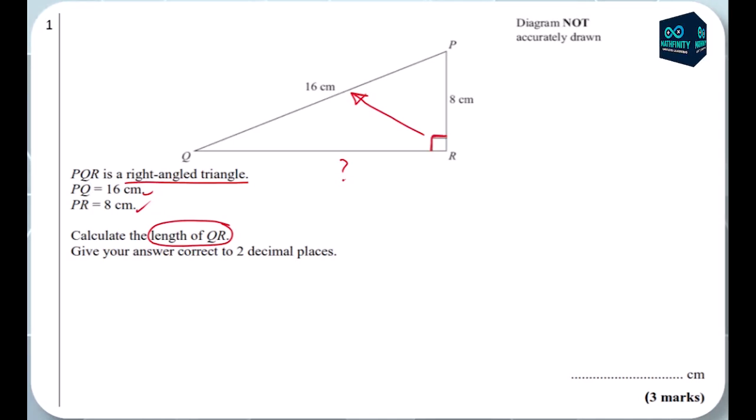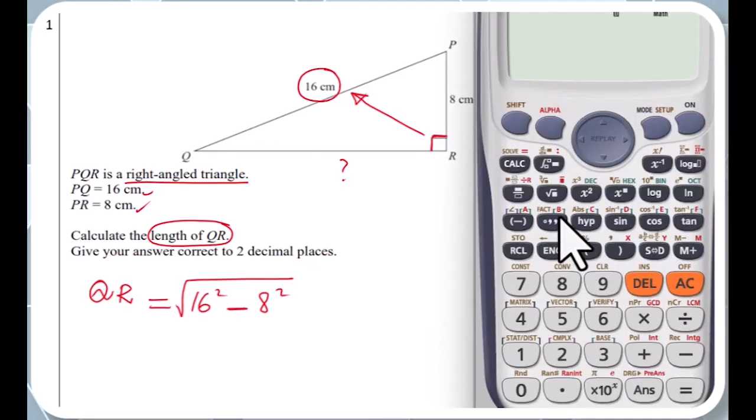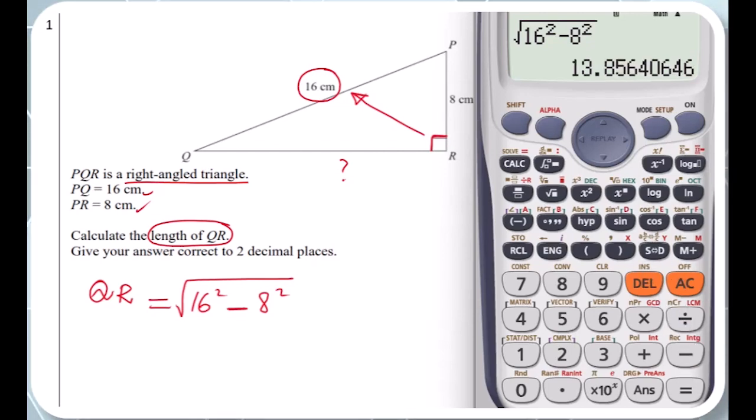The hypotenuse is given, so we will write QR is equal to square root of 16 squared minus 8 squared. If you remember, I told you if the hypotenuse is given, we will use subtraction. After this, we can use the calculator. Square root of 16 squared minus 8 squared. What is the answer? Press SD. 13.856.